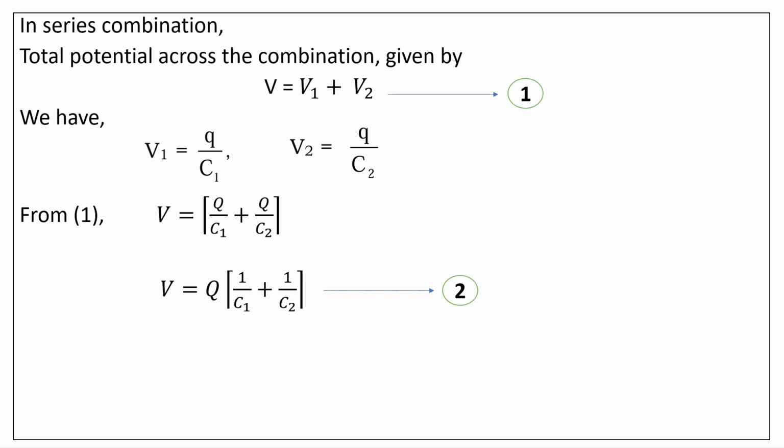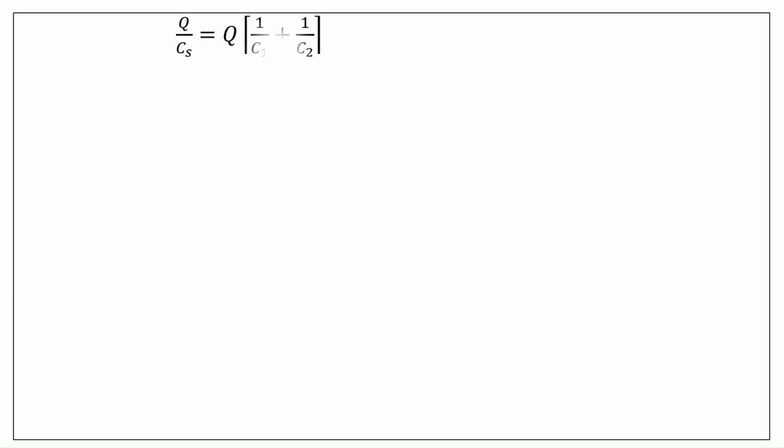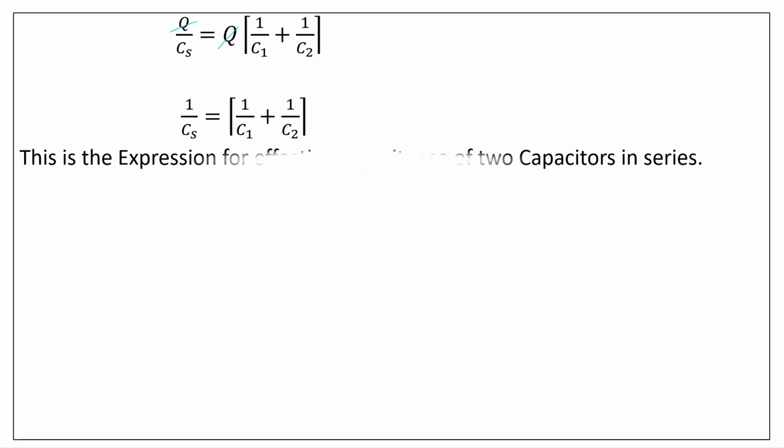Mark as equation 2. But, for effective capacitance of series, V is equal to Q by Cs. Substitute in equation 2, we get Q by Cs is equal to Q into bracket 1 by C1 plus 1 by C2. On cancelling Q both sides we get 1 by Cs is equal to 1 by C1 plus 1 by C2. This is the expression for effective capacitance of two capacitors in series.